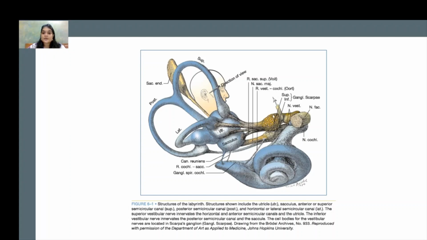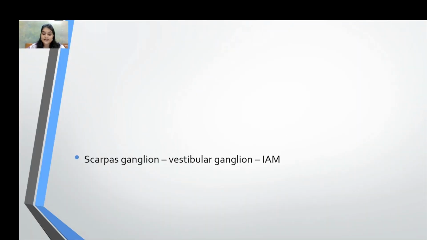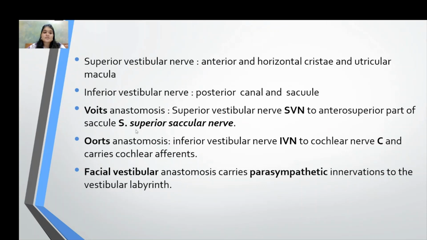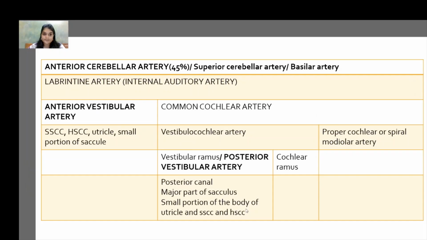Both these nerves relate to the vestibular ganglion, which is known as Scarpa's ganglion, which is present in the internal auditory meatus. Coming to some special anastomoses, Voigt's anastomosis is an anastomosis between the superior vestibular nerve and the antero-superior part of the saccule. That nerve is also known as the superior saccular nerve. Wood's anastomosis is an anastomosis between the inferior vestibular nerve and the cochlear nerve, and it carries cochlear afferents. There are anastomoses between the facial nerve and the vestibular nerve that carry parasympathetic innervation to the vestibular labyrinth.